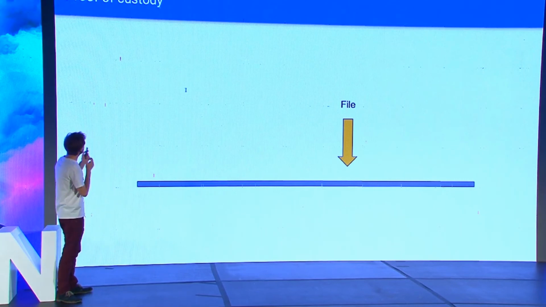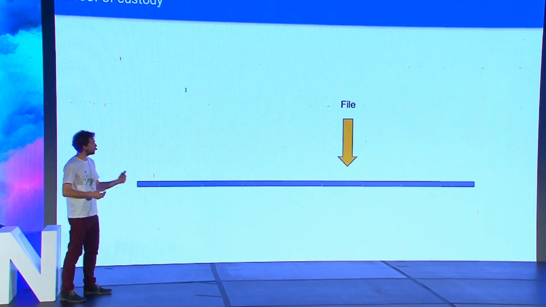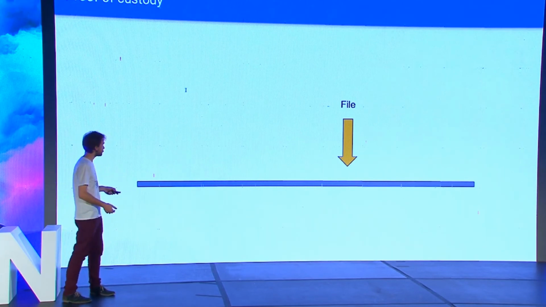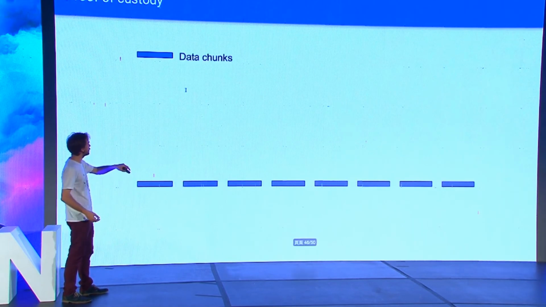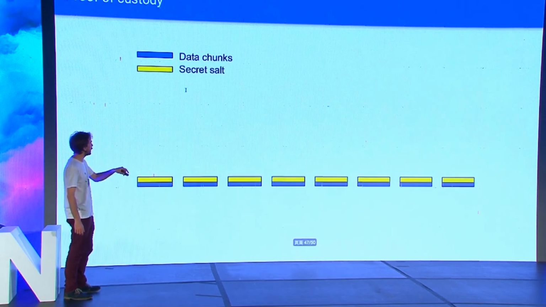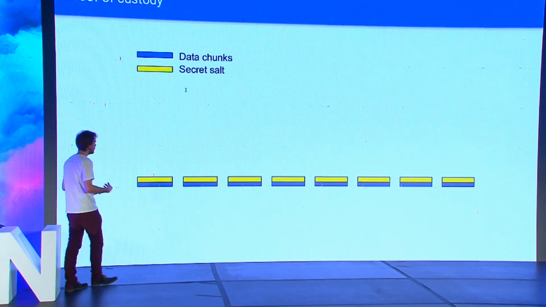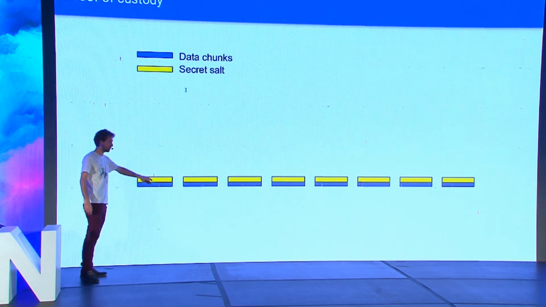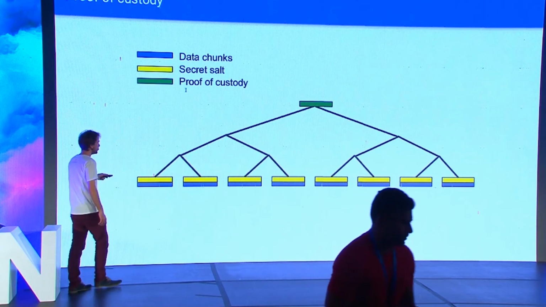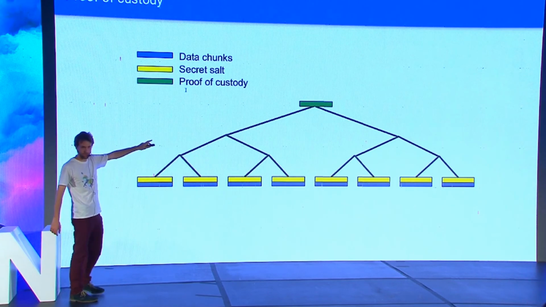And so one idea is proof of custody, where we want the attester or the notary to prove that they have custody of the file at the time of signing. So this is quite strong. And so what we do is we take the file, and then we break it up into very small chunks. And then we pick a secret salt, which we keep for ourselves for the time being. And we concatenate the same secret salt with every data chunk. And then we Merkleize all of this. And the Merkle root, which is in green here, is going to be a proof of custody.